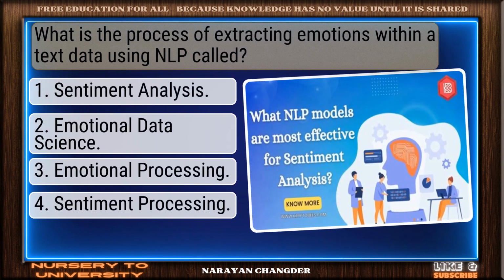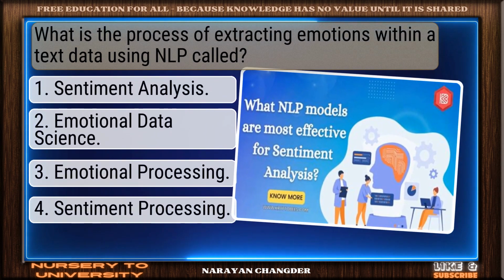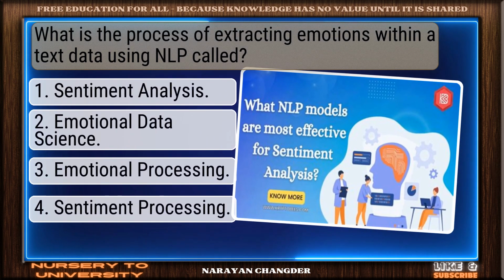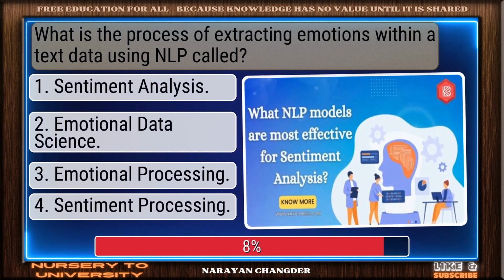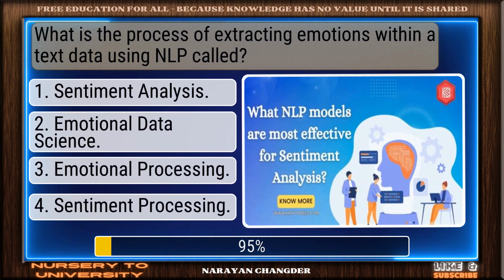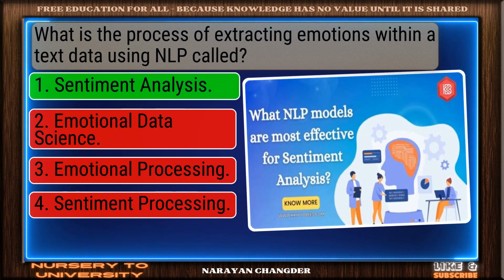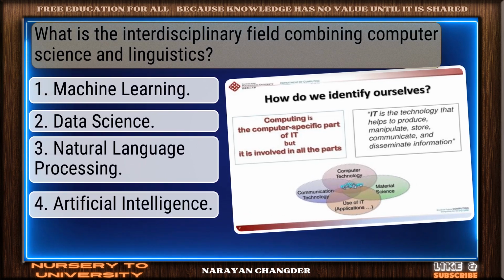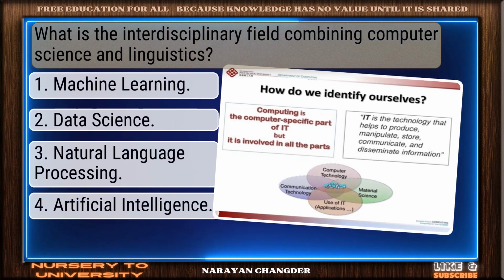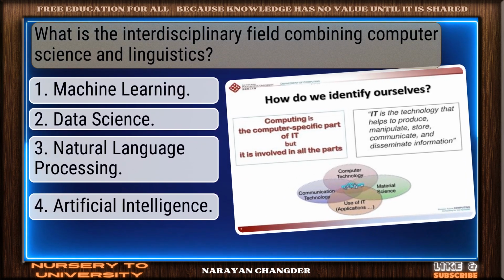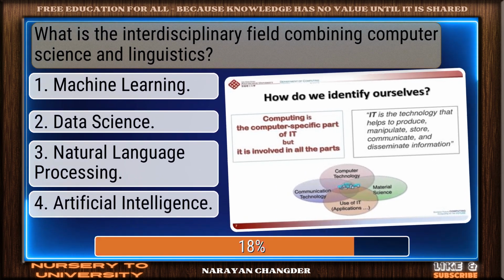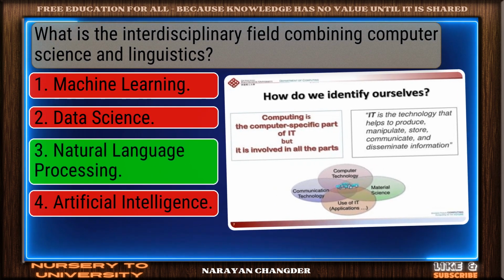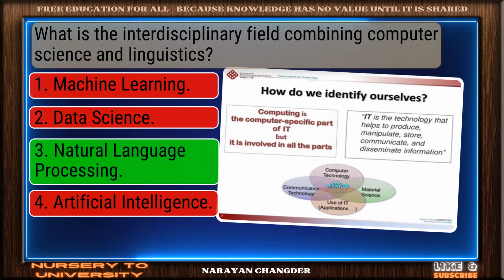Question number 10. What is the process of extracting emotions within a text data using NLP called? On track. Sentiment analysis is the correct answer. Question number 11. What is the interdisciplinary field combining computer science and linguistics? Smart pick. Natural language processing is the correct choice.